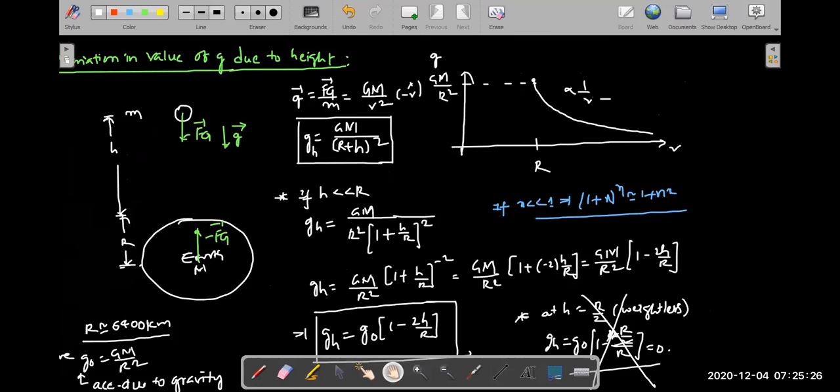Did you get it? At r is equal to 0, this was supposed to tend to infinity, but we don't know what is happening inside there. That's the reason why we did not plot it.